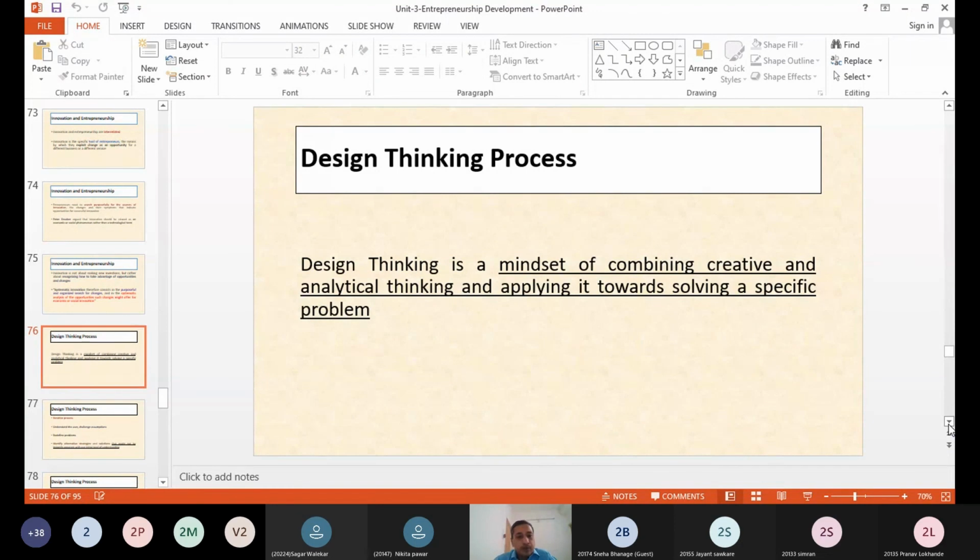So for a particular problem, instead of just providing a solution, creating a mindset which can combine creative as well as analytical thinking. There should be some creativeness as well as analytical thinking based on the information, and then on the basis of all this creativity and analysis, providing an innovative solution to that problem is called the design thinking process. Is this term understood? Design thinking process? Yes, sir.